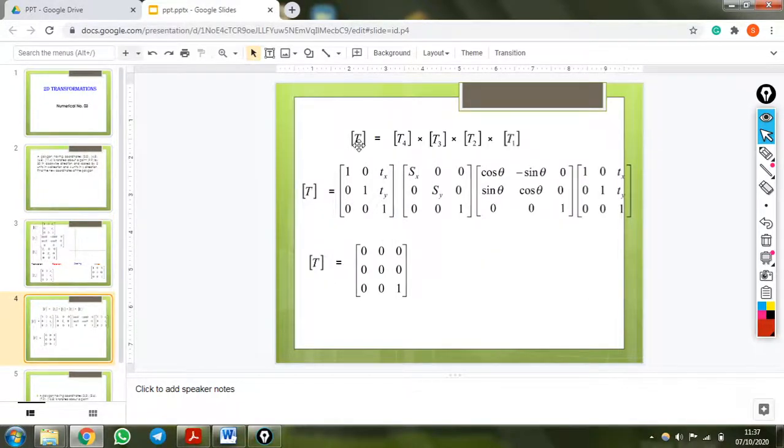Now see here. In order to get the transformation matrix, as we have discussed in the previous slide, T4 should be multiplied to T3, T3 should be multiplied to T2, T2 should be multiplied to T1. Get it? So you can put all the values here. Here the Tx value is not minus 9, it is plus 9. Tx is equal to Ty, both are equal to 9. The Sx value here is equal to 2 and the Sy value here is equal to 4.